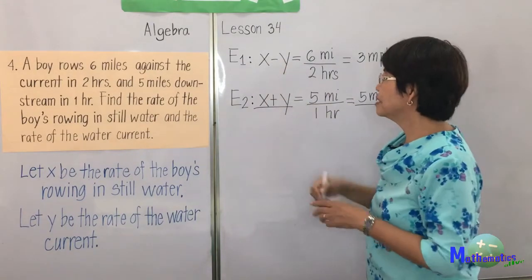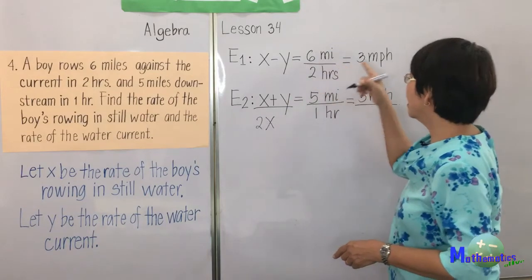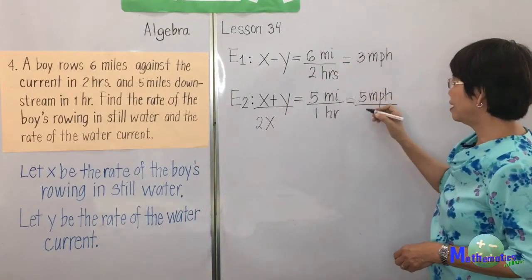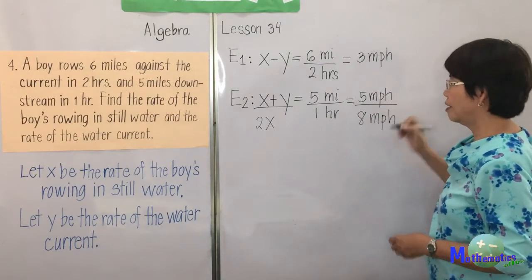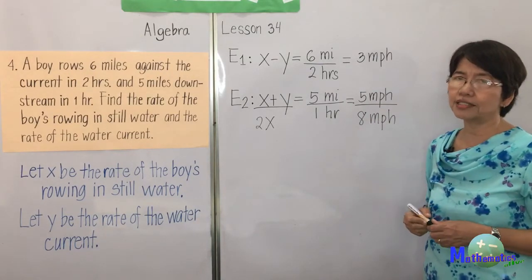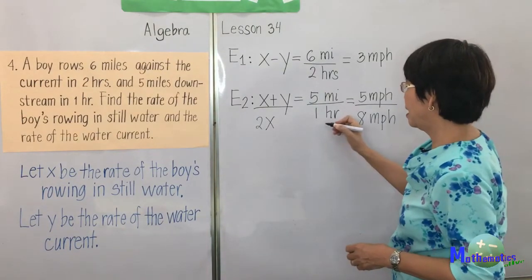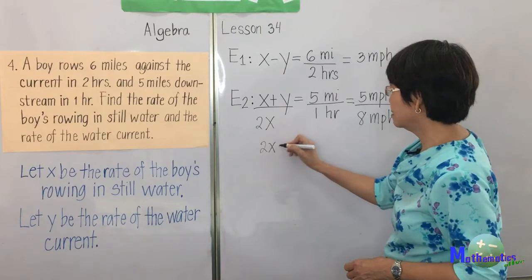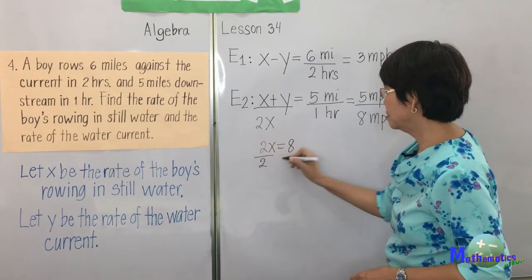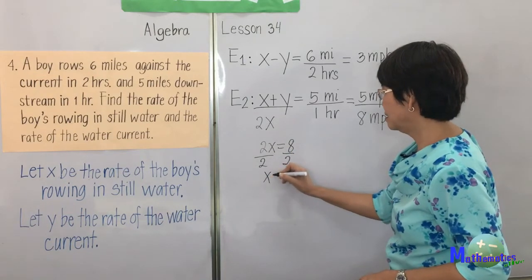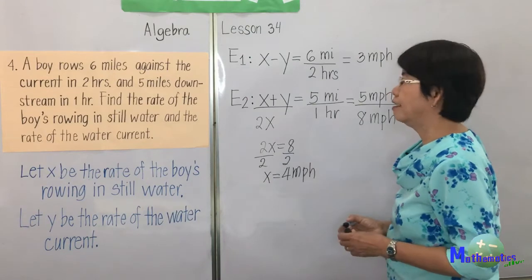We have x plus x, 2x, then 0. And then we add here, we have 8 miles per hour. And then we divide both sides of the equation by 2. So we have 2x is equal to 8. Then divide by 2. x is equal to 4 miles per hour.